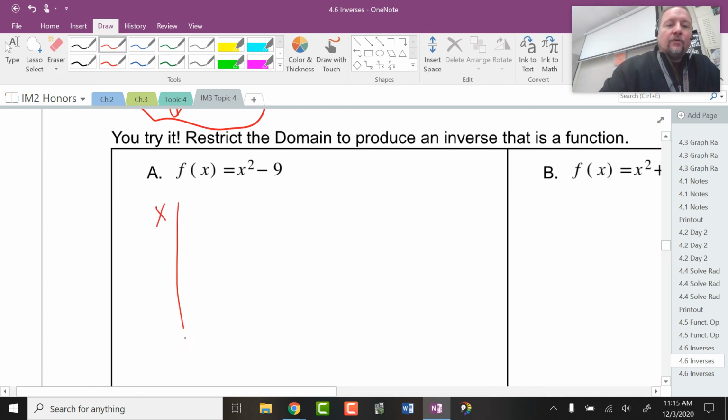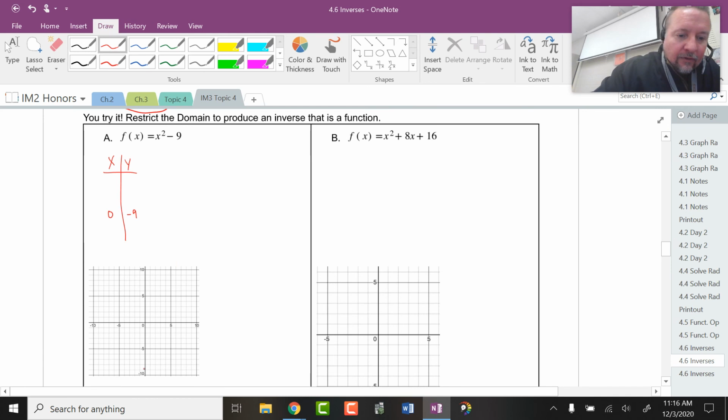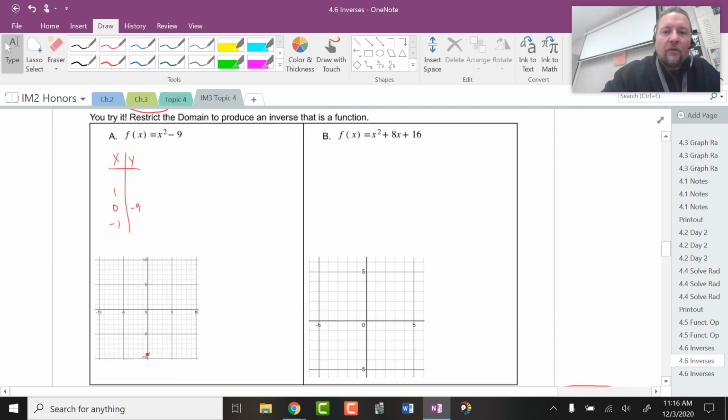Anyway, everybody should know that this is a little different parabola, and this parabola goes down. So if I were going to graph this, I would know that this is the vertex because 9 down makes 0, comma, -9. And then everyone might do this, 1 and -1 for input output, but then look at the directions. Restrict the domain to produce an inverse that is a function. And we're actually going to find this inverse and graph it. The second one, not as much.